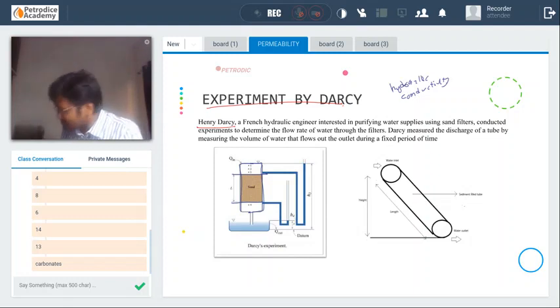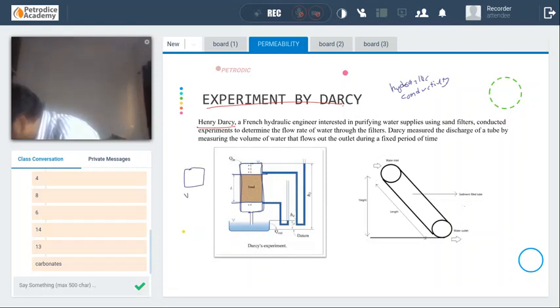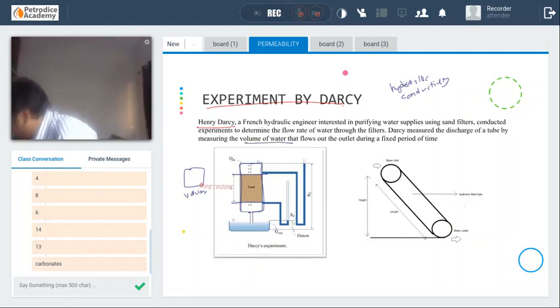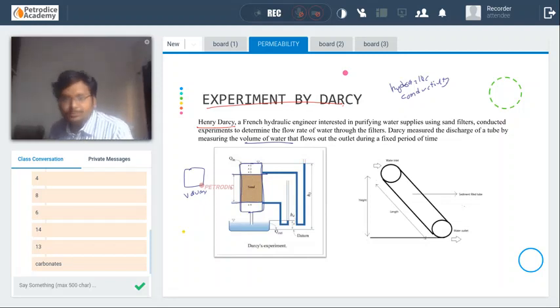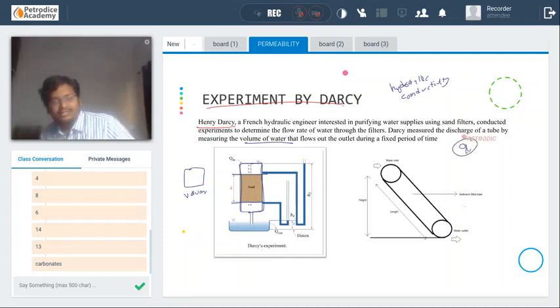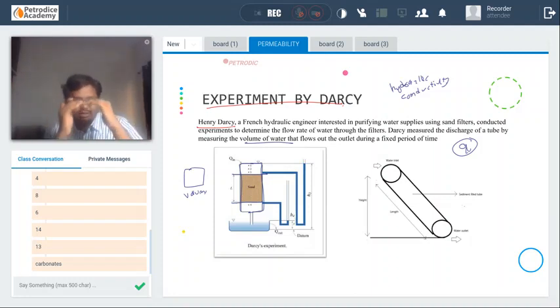So what he had done was, he has taken a certain volume of water and poured it from the top. And he measured the volume of water that is flowing through this particular tank over a fixed period of time. That is, he is trying to calculate the flow rate. This particular experiment is done by Darcy. He used water to find how much time it is taking for the water to flow over a period of time.